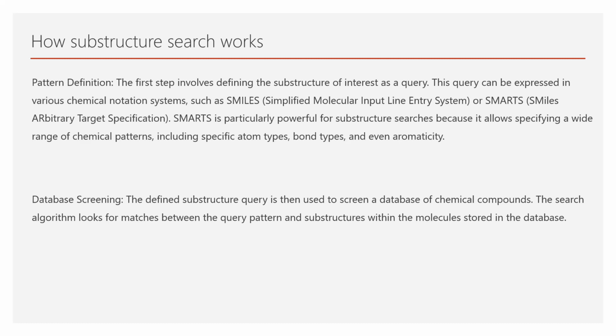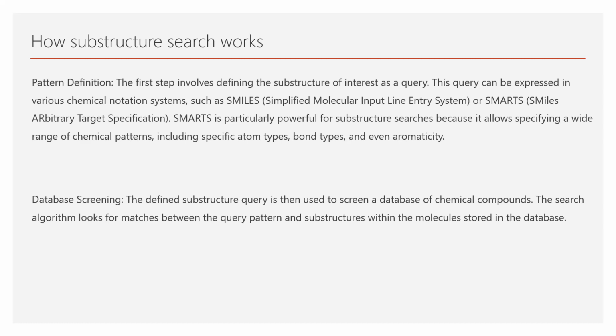Or SMARTS, SMILES Arbitrary Target Specification. Very important terms. SMARTS is very important when we are considering bioinformatics in Python, because it helps us mingle between the reactants and products using programming capability as well as the logical thinking of organic chemistry itself. SMARTS is particularly powerful for substructure searches because it allows specifying a wide range of chemical patterns, including specific atom types, bond types, and even aromaticity.